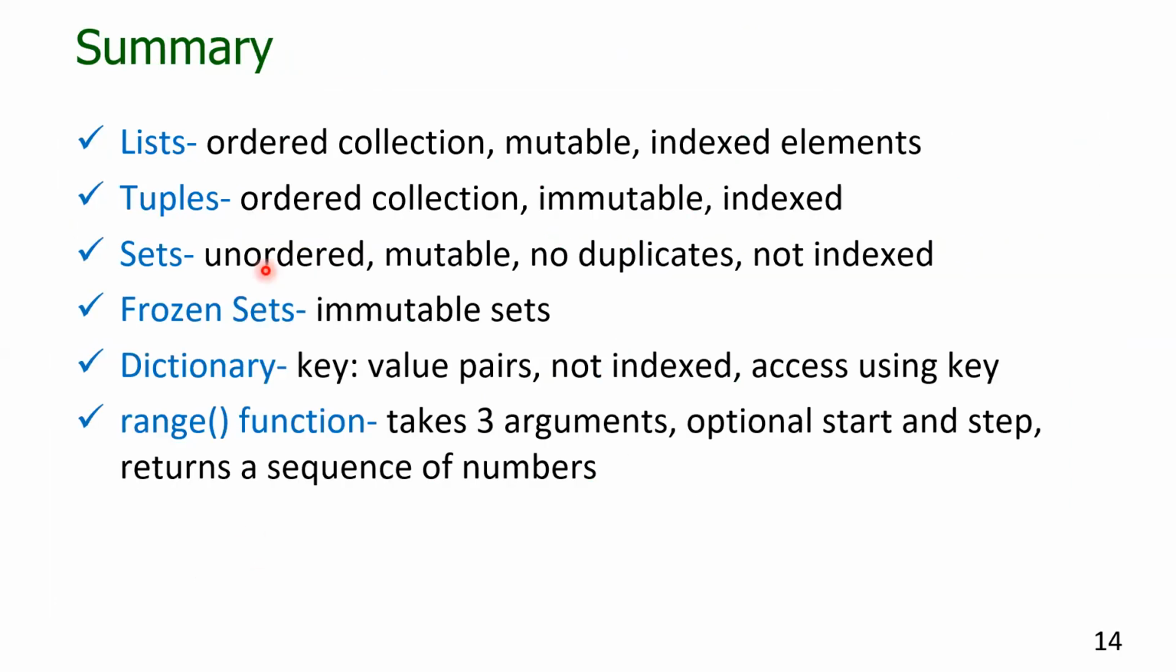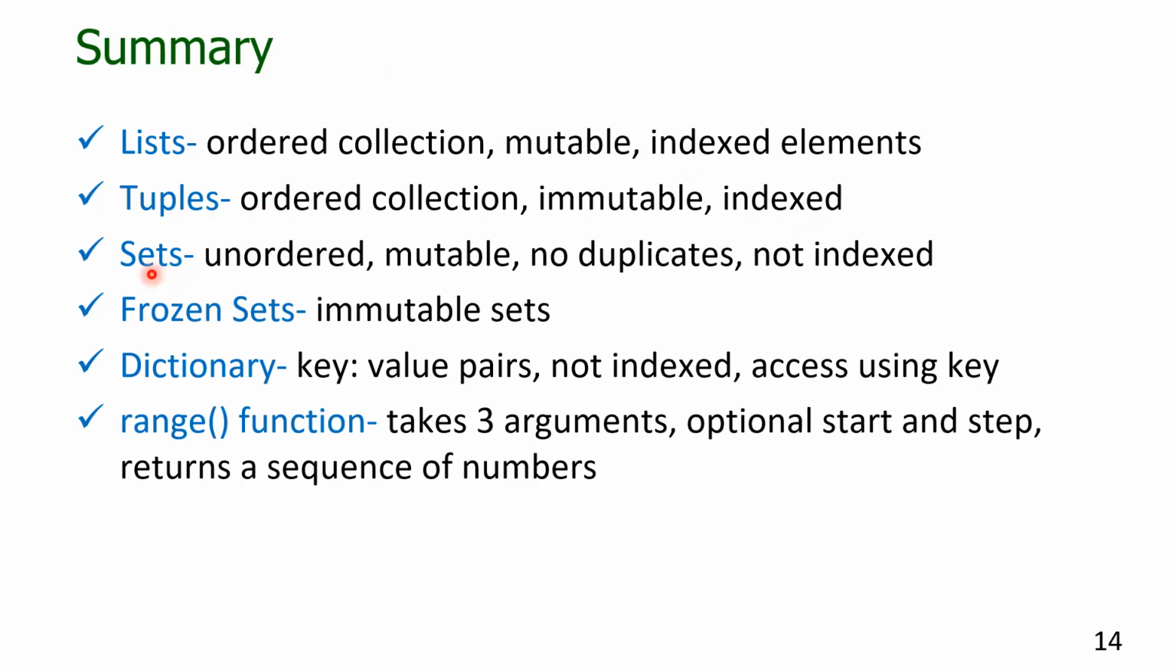So here is the summary of this lecture. List is an ordered collection of mutable elements, and the elements in the list are ordered. That is why we can index the elements for accessing them, and lists are mutable, which means the elements of the list can be modified. Next one is tuples, which is an ordered collection of elements which are immutable. That means we cannot modify the elements of a tuple, and the elements of the tuple can be indexed.